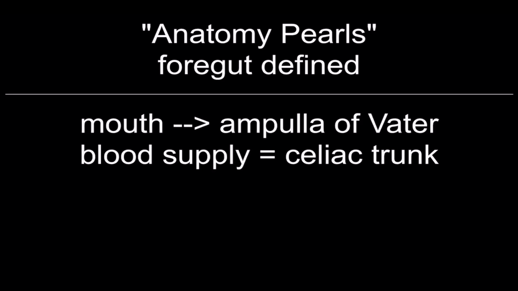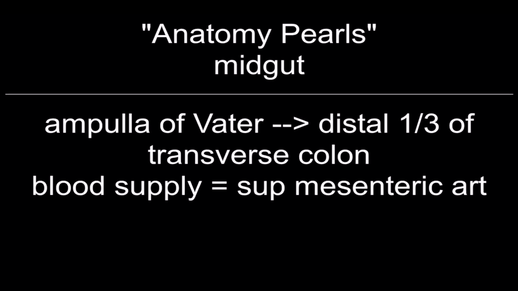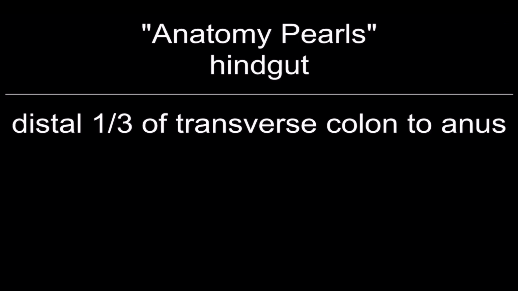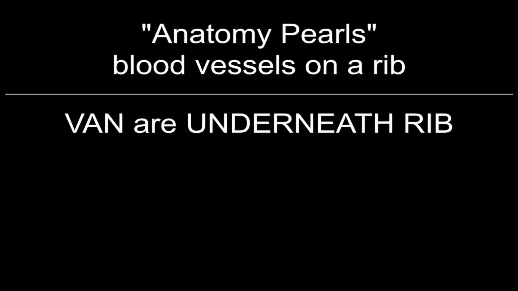Foregut is defined as the mouth to the ampulla of Vater, and the blood supply is the celiac trunk. What is the midgut defined as? The ampulla of Vater to the distal 1/3 of transverse colon, and the blood supply is superior mesenteric artery. What is the hindgut defined as? Distal 1/3 of the transverse colon to the anus. Blood vessels on a rib. VAN, so vein, artery, and nerve, and they run under the rib.